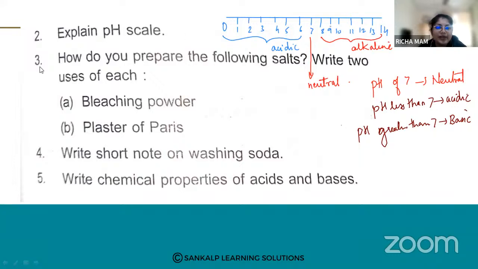Understood? Okay. Next question. How do you prepare the following salts? Write 2 uses of each. Bleaching powder, plaster of Paris.